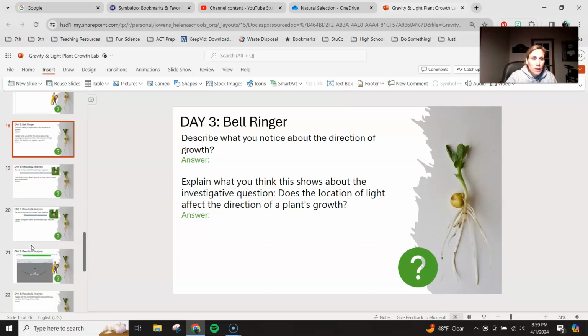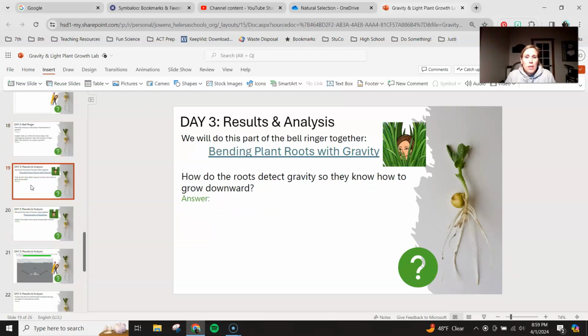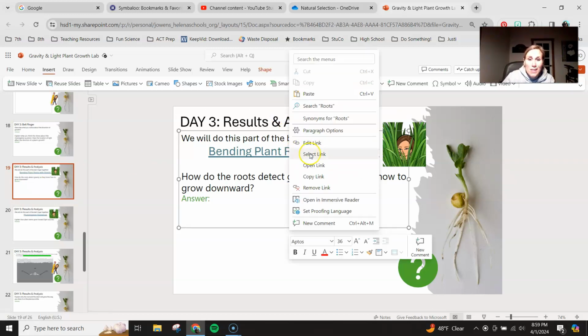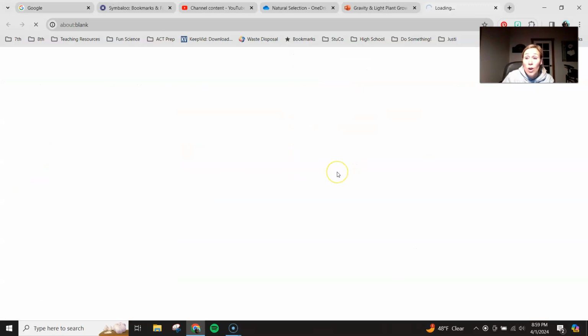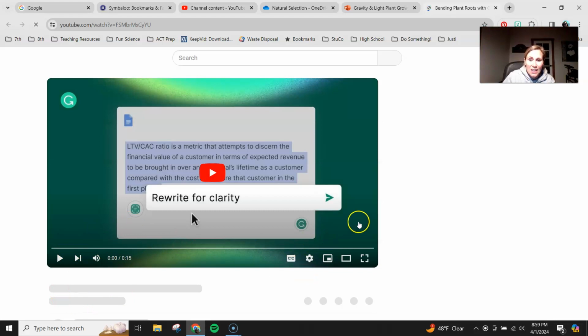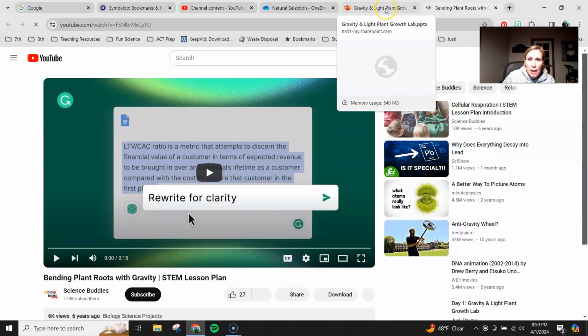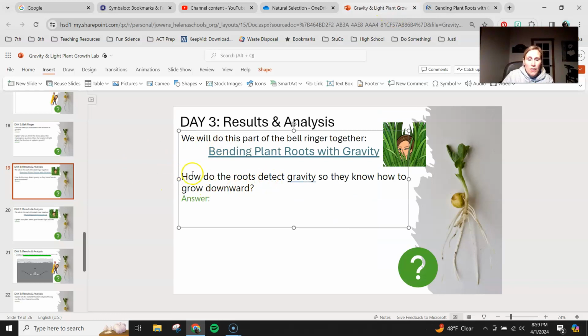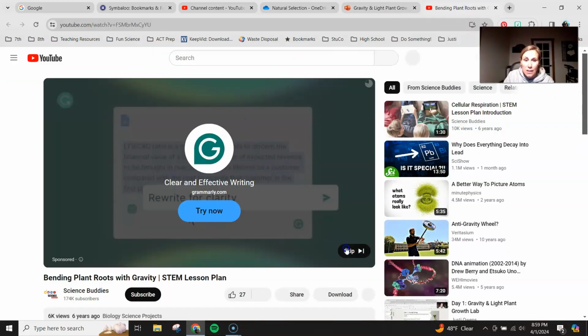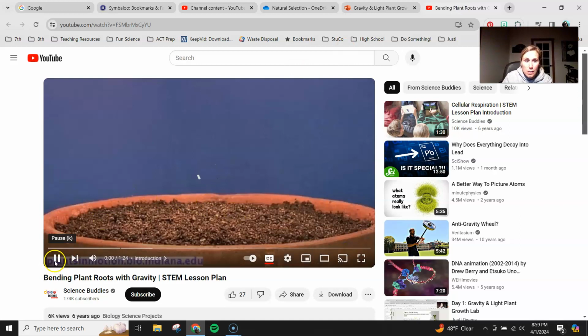All right, so you are going to learn a little bit about the growth of these 2 things. The first one, when we looked at day 1 and looked at gravity and how that influences the roots, this video here explains how this happens. You're going to open that video up and watch a little bit about the growth of these plants. Of course, it's going to make me watch the whole ad. At any rate, when you watch that, think of the answer to these questions. How do the roots detect gravity so they know how to grow downwards? The answer to that question is going to be in this video, which looks a little something like this.